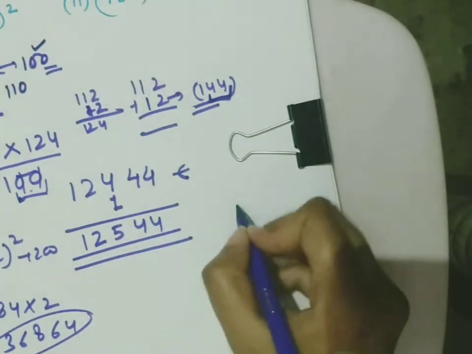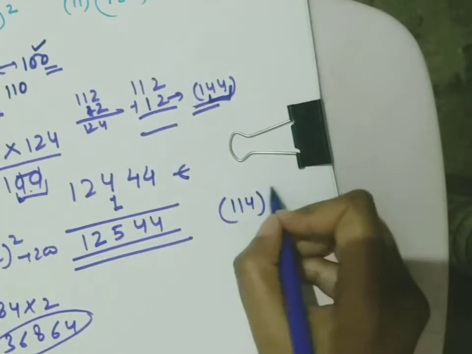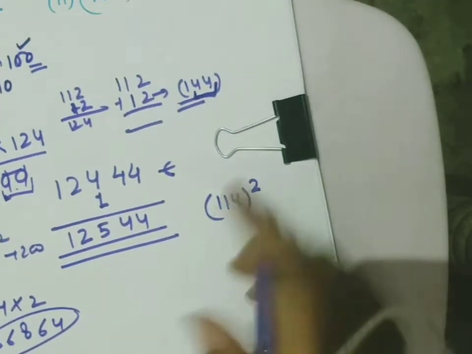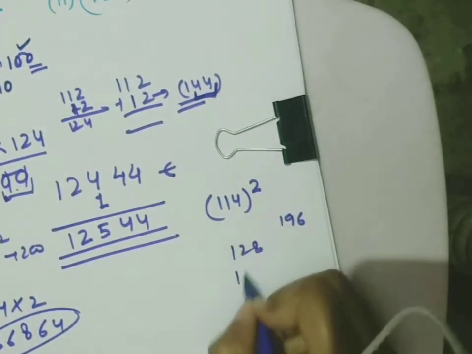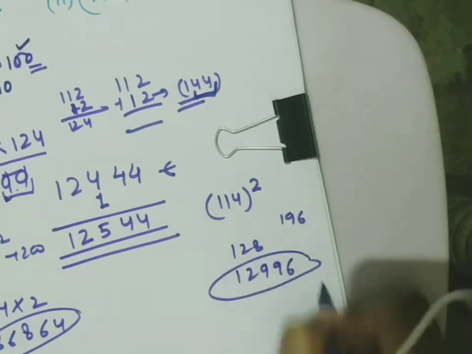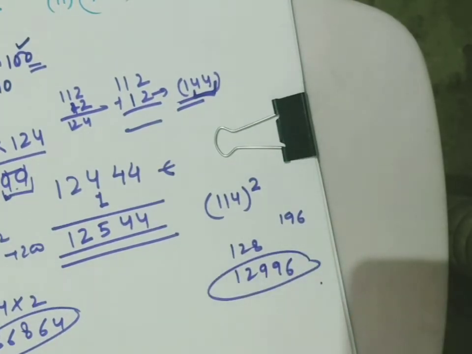Suppose I have taken the number 114. Now I'll do it in my mind: 196, 128, 12996 is the answer. So this is how fast you can do it.